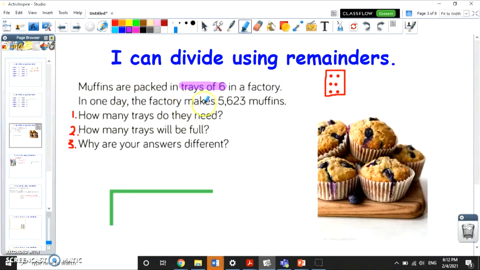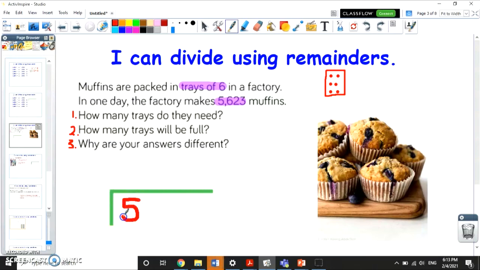And in one day, the factory makes 5,623 muffins. I'm going to need a lot of trays, aren't I, to be able to put all of those into. So I know actually now, looking at that, all of those muffins are going to be having to be divided into groups of 6, like my little tray that I pictured up here. So that's where I'm going to use my bus stop for my short division.